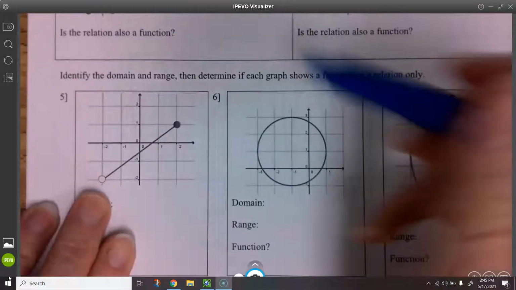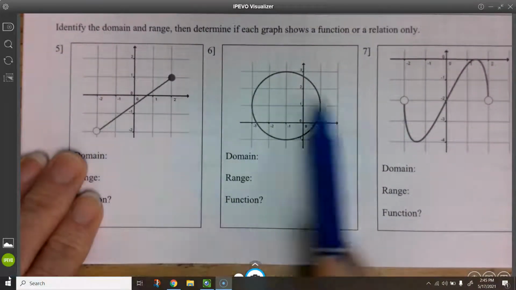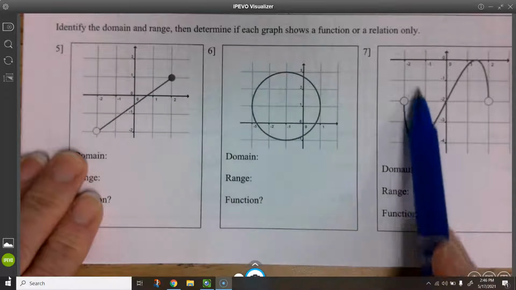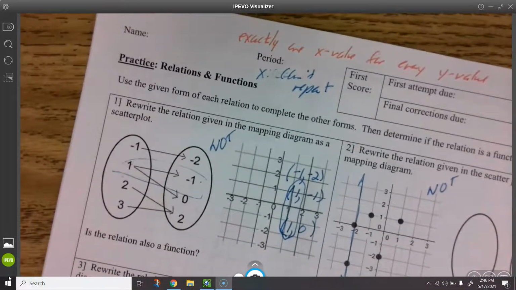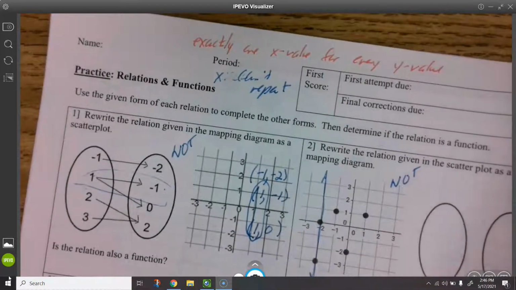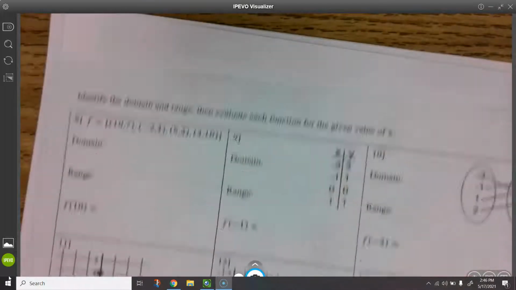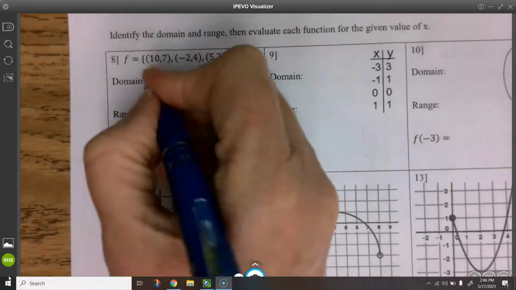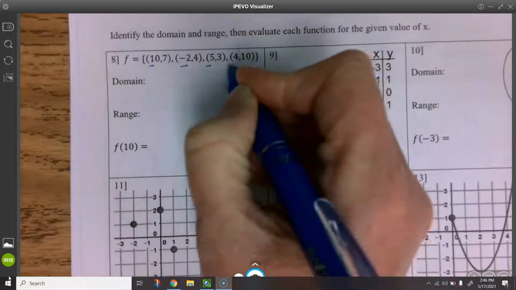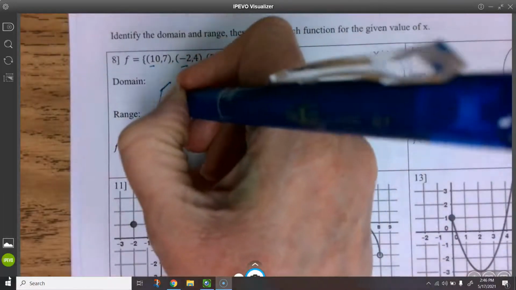Are all these not functions? Oh, vertical line test. Here we go. Yep, passes. Oh, fails miserably. Passes. Let's look on the back side, so you can see what I'm saying, that we're going to be giving you ordered pairs. Oh, look, here's ordered pairs. Look at those x values. Any of those x values repeat? Nope, this is a function.